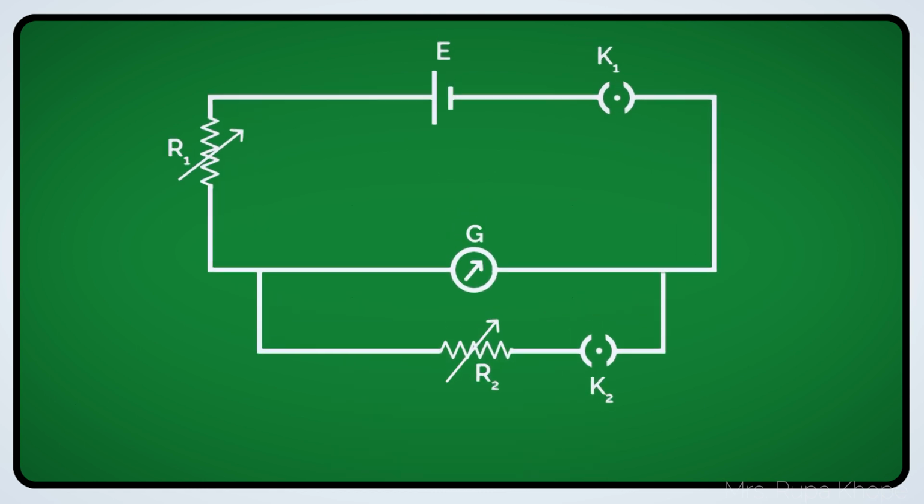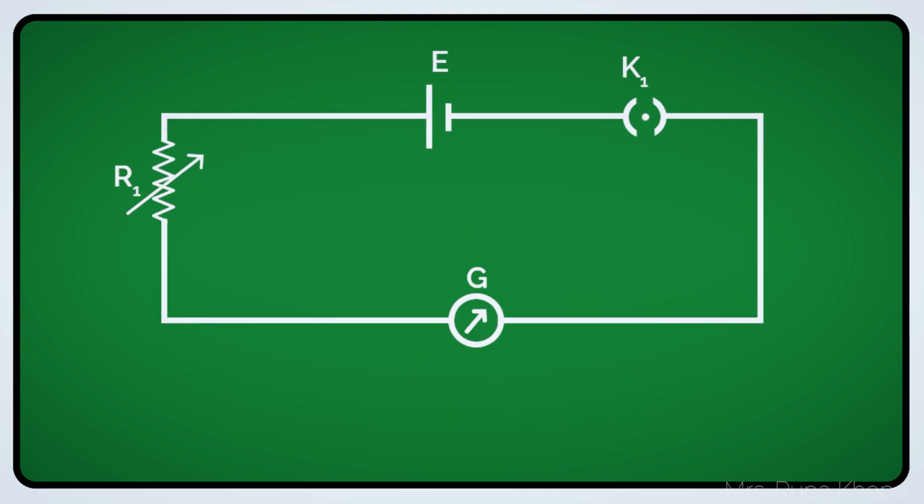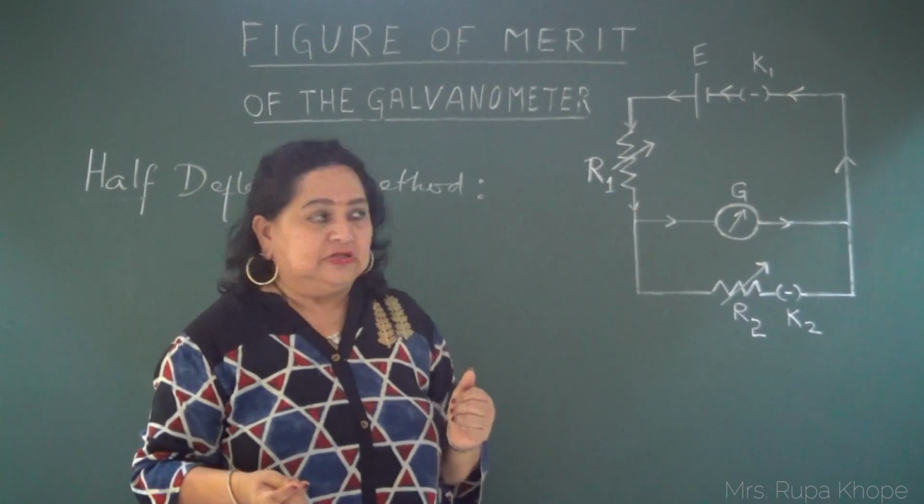Now what is the experiment to start with? To start with, we will just put off this. We don't want this circuit at all. We are only going to concentrate on this circuit, the first circuit. Current flows like this, it goes back in this direction. So the current flows in the circuit. Once the current flows, there will be a deflection in the galvanometer.